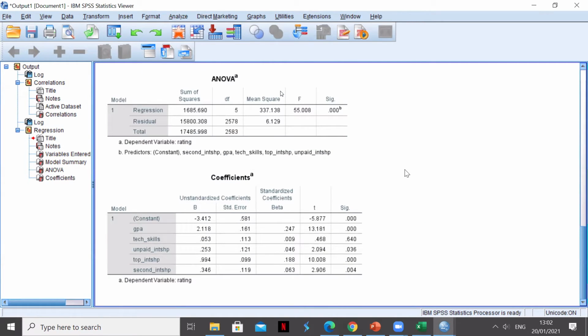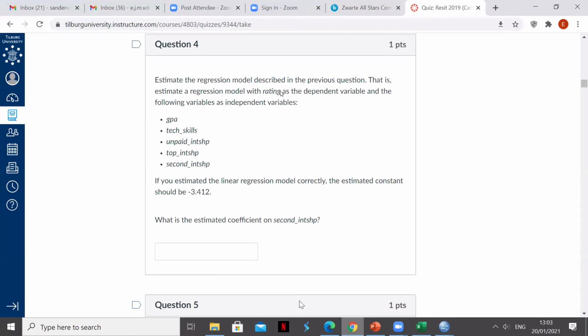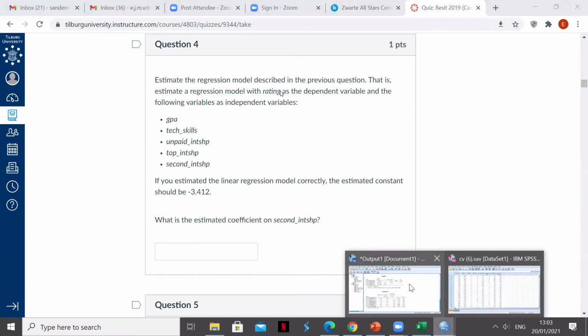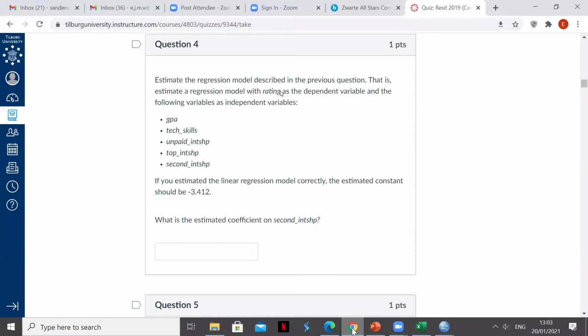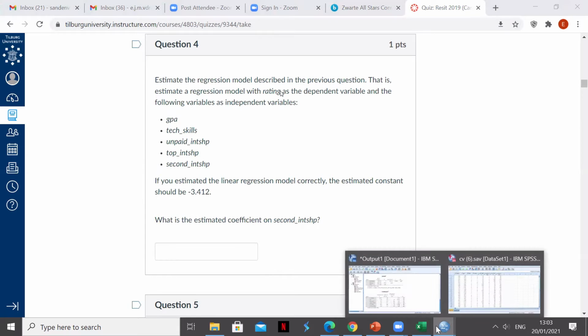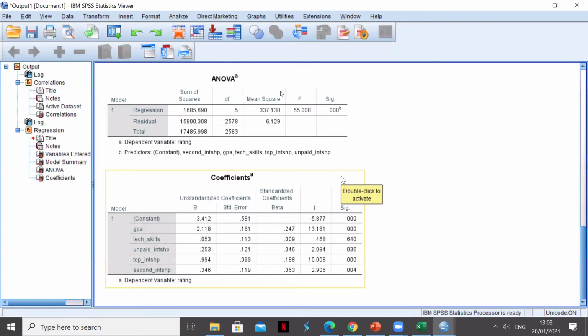And then you get this model, right? So five variables, which is correct. And what is it going to ask? If you estimated it right, the estimated constant should be minus 3.412. We got that? Yeah, we got it as well, so it is correct. And what was the question? The question was, what is the estimated coefficient on second internship? Well, that is actually a very easy question. If you know how to make the model, you should be easily able to answer this question.